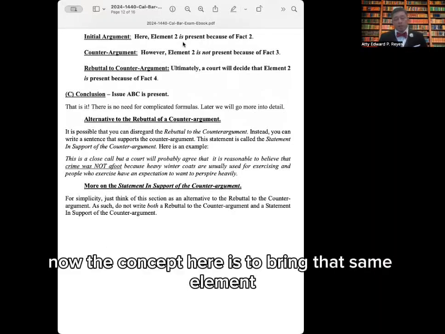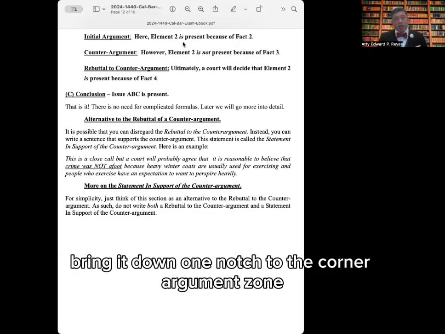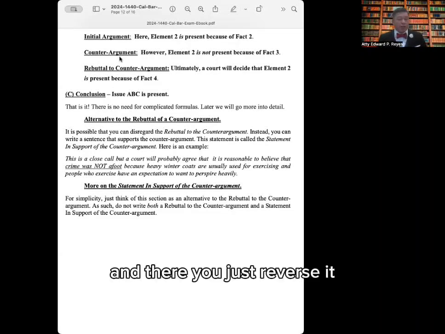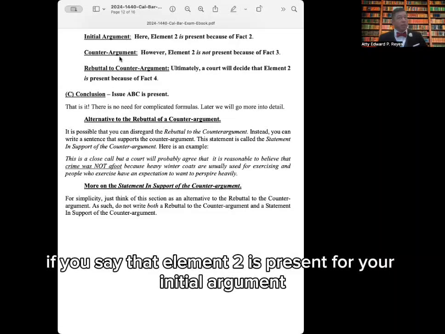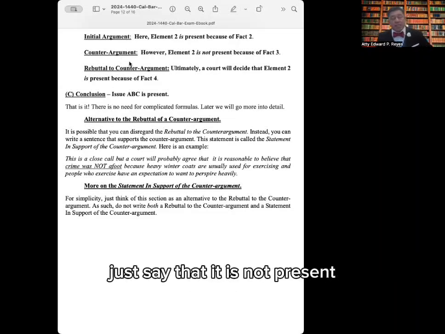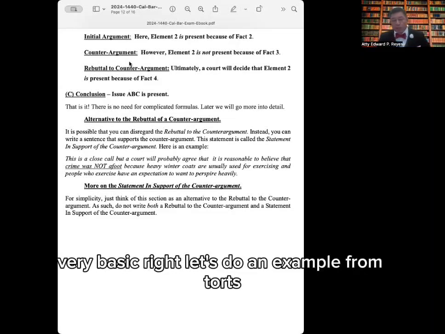Now, the concept here is to bring that same element down one notch to the counter argument zone. And there you just reverse it. If you say that element two is present for your initial argument, for your counter argument, just say that it is not present. Very basic, right?